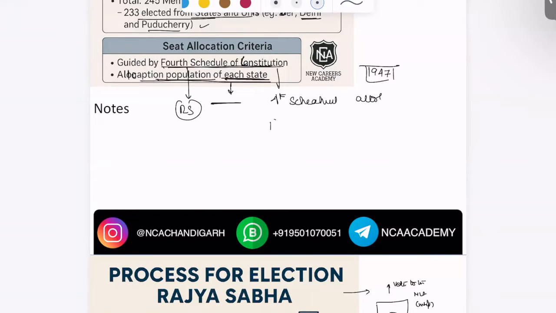First Schedule क्या कहता है हमें? भारत का नाम. Second क्या है? Salaries, emoluments. Third क्या है? Oaths. Fourth क्या है?